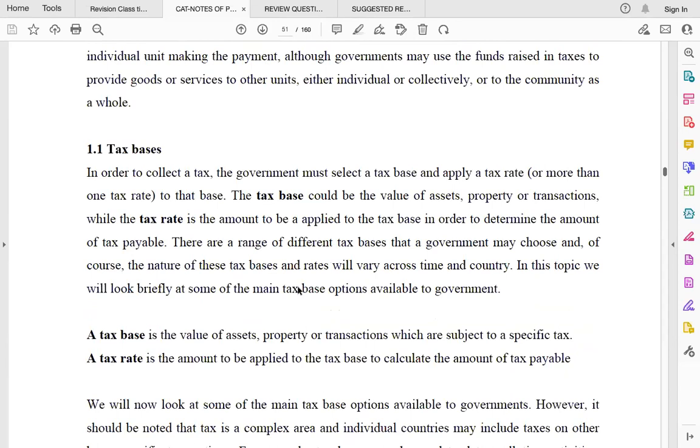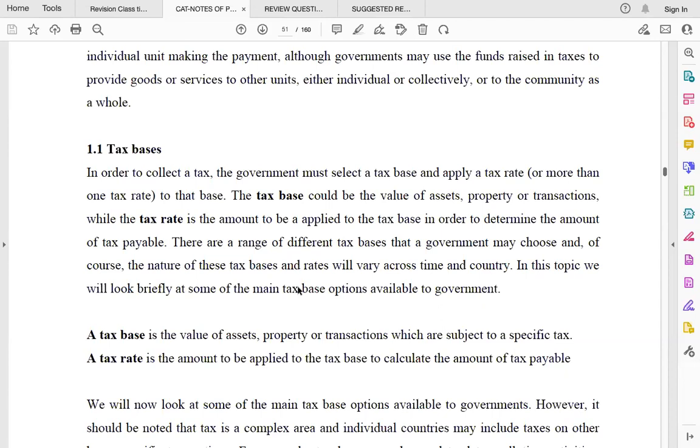A tax base, we say, for a government to collect taxes, they need to establish a tax base. A tax base is a value of an asset, a value of an item, a value of a property, a value of a service, a value of a transaction, on the basis of which tax will be calculated. For example, the tax base for VAT is the amount of purchase. For pay as you earn, the tax base is the salary. For the capital gain tax, the tax base is the value of the disposed asset. Things like that. That's what you call a tax base.